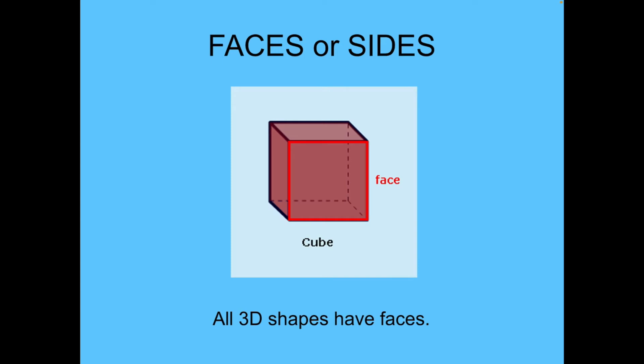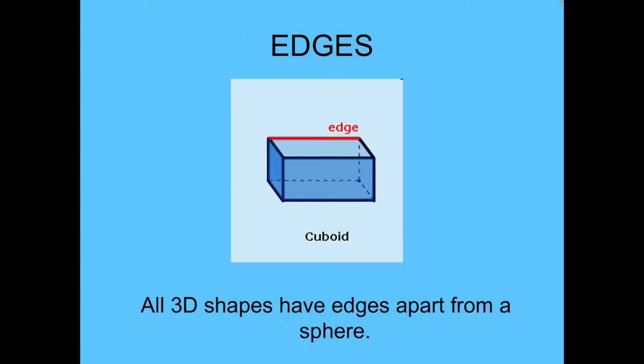Okay, so 3D shapes have faces. And you can see here a cube is made up of 6 faces. The edges are the bits along the side, and you can trace your finger. If you can go and find a cuboid, you can trace your finger along the edges of shapes. The only shape that doesn't have edges is a sphere.